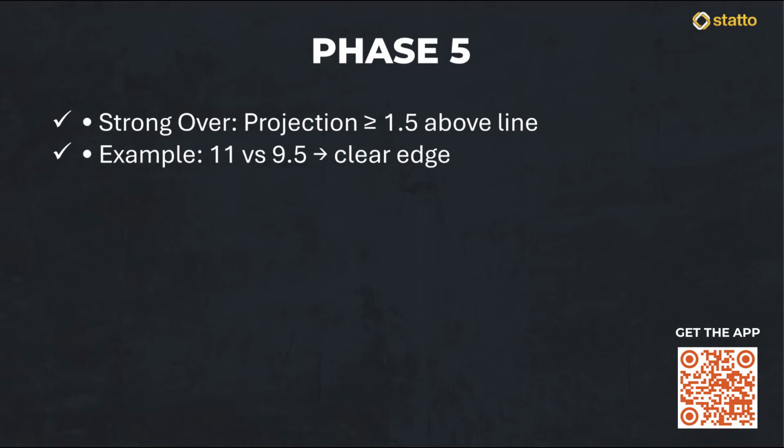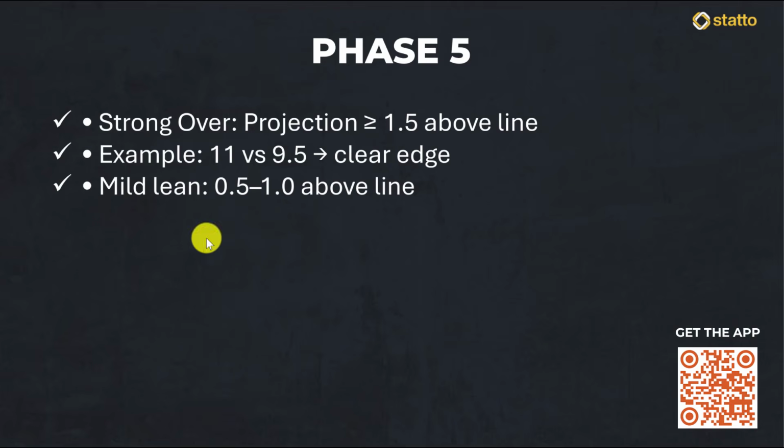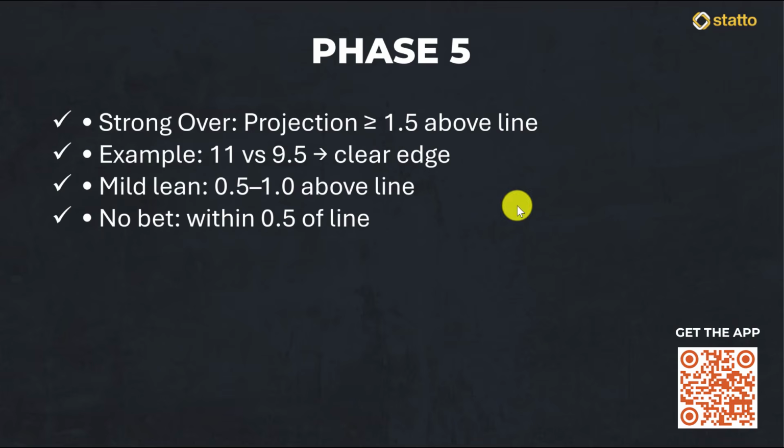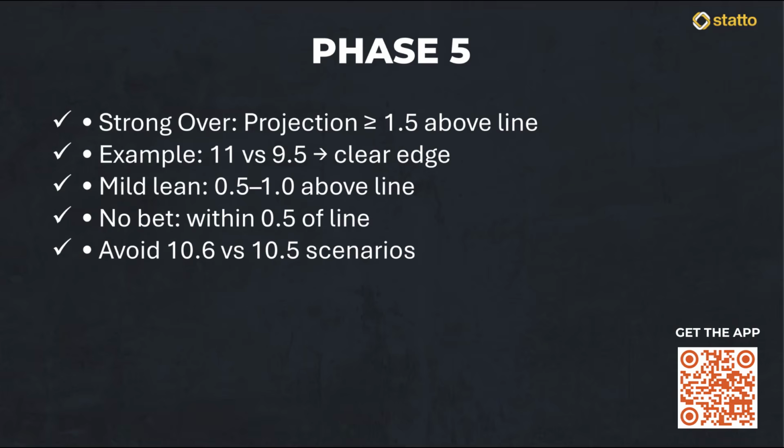How we approach this correctly is by using a strict buffer rule. If our projection is at least 1.5 corners above the market line, we consider it a strong lean for the over. For example, if we project 11 corners and the line is 9.5, that is a clear opportunity. If the projection is between 0.5 and 1 corner above the line, it is only a mild lean. However, if our projection is within 0.5 of the line, say we project 10.6 and the line is 10.5, we simply walk away. There is no bet. This discipline ensures that we are only risking our capital when we have a significant statistical advantage, allowing us to survive the natural variance that happens in every football match.